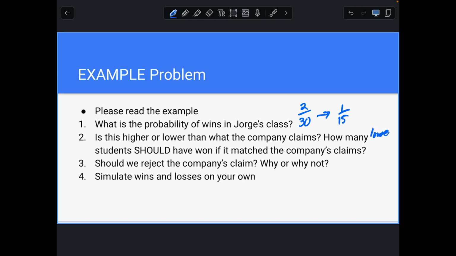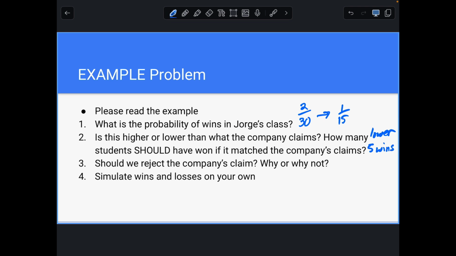How many students should have won if it matched what the company's claim was, right? Well, 1 in 6, and there's 30. What do we have to multiply 6 by to get to 30? By 5. 1 times 5 would be 5. So we should have had 5 wins. We only had 2, which again means that it's lower.